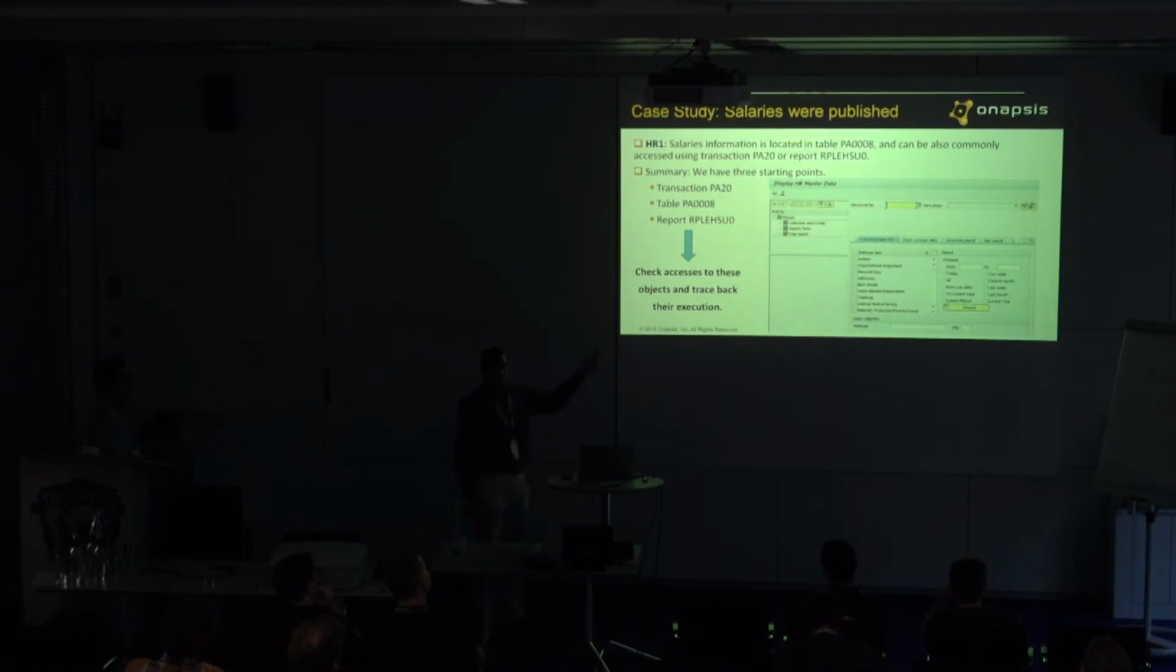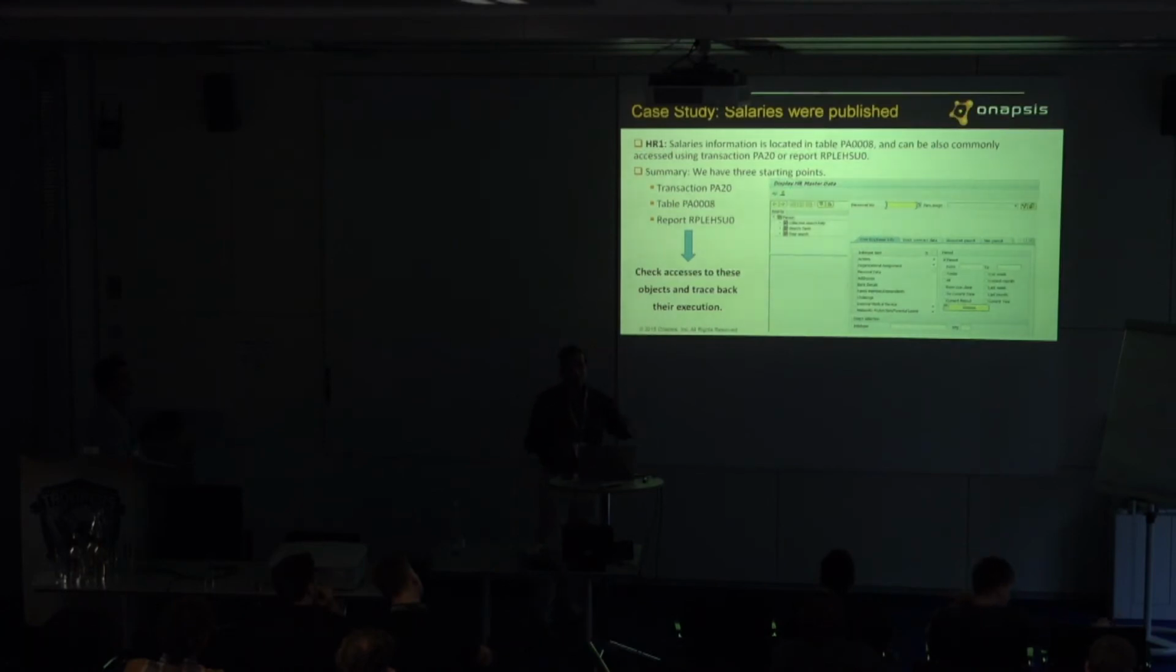In this case, we saw salaries, which are located in the table PA0008, and which can also be accessed by transaction PR20 or the report you have here. There are other ways, but in order to do this presentation, we need to reduce the scope. So we are starting, as entry points, with these three SAP objects. Our first thing to do is try to find who could access one of these objects.